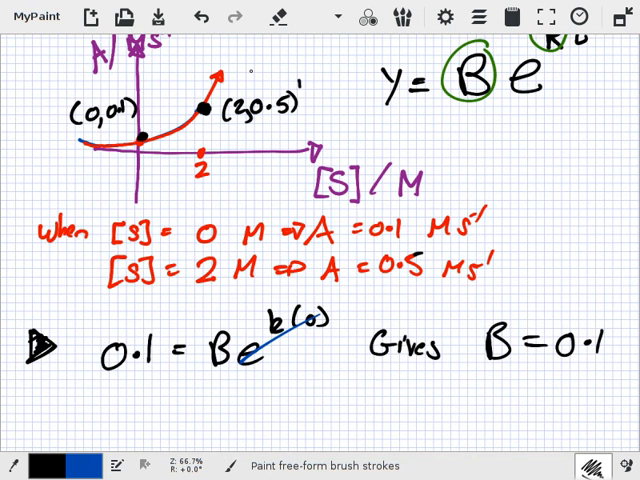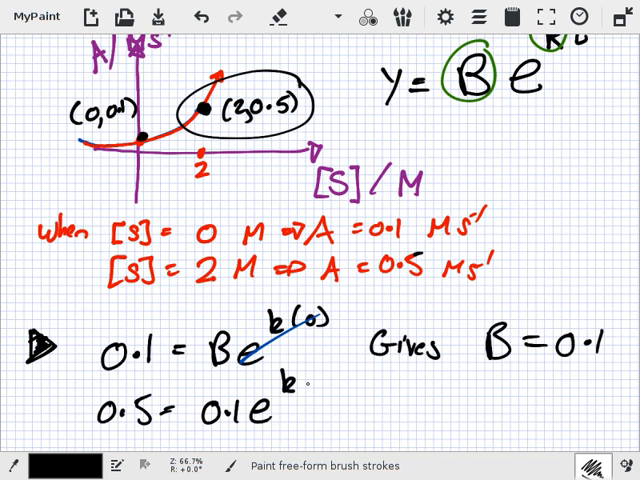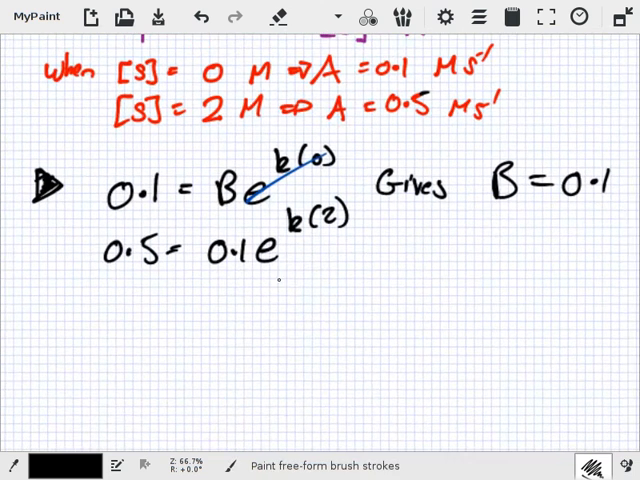We substitute in the other point. So now we get 0.5 equals b, but we know b. E, k, and what's the t? For the second point, it's 2. There we go, 2. Okay, this is a little bit harder. We have to figure out the k here. So how can I go about getting the k? What should I do here?